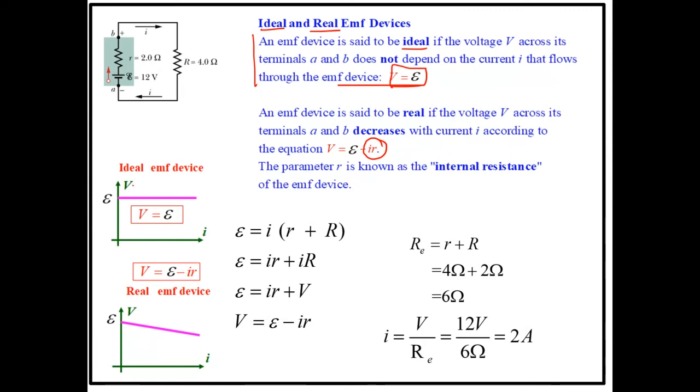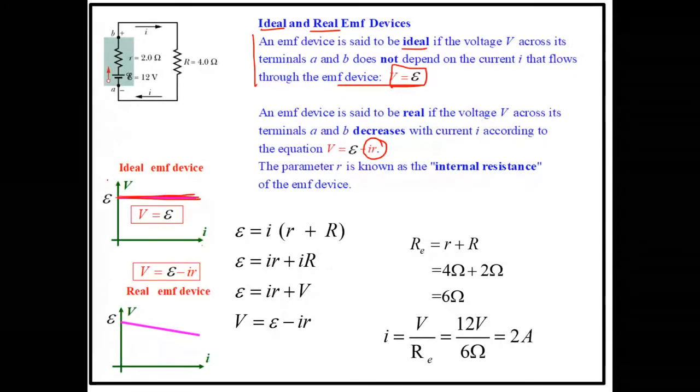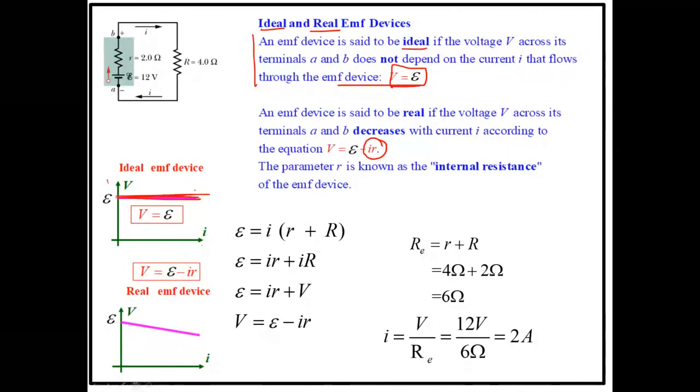You can see the graph for the ideal device. What happened? You can see the voltage is exactly the same throughout the circuit. When you draw the graph between the voltage and the current, it will be a constant value.